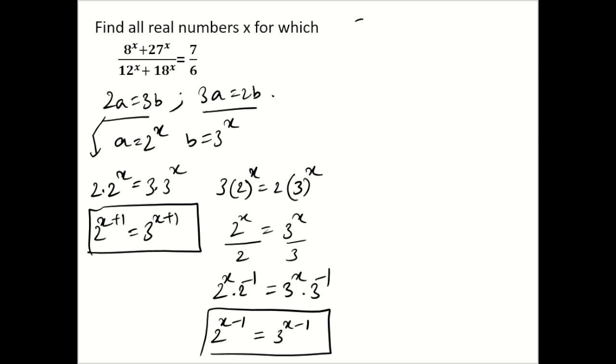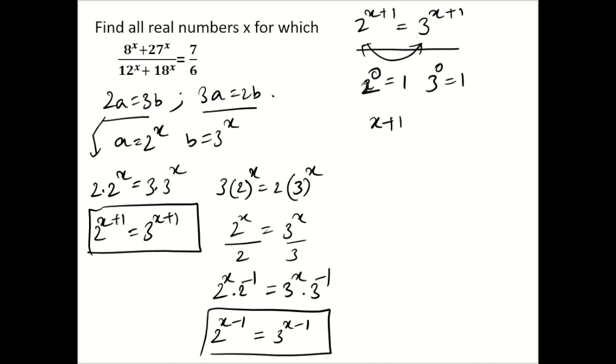If you see in the first equation, 2 power x plus 1 equal to 3 power x plus 1, these two terms, see this very carefully, these two terms become equal only when their powers are equal. When 2 power 0 equal to 1, 3 power 0 equal to 1. Only in this case they both become equal. So for them to become equal, our power x plus 1 should be equal to 0, which gives us a value of x equal to minus 1.